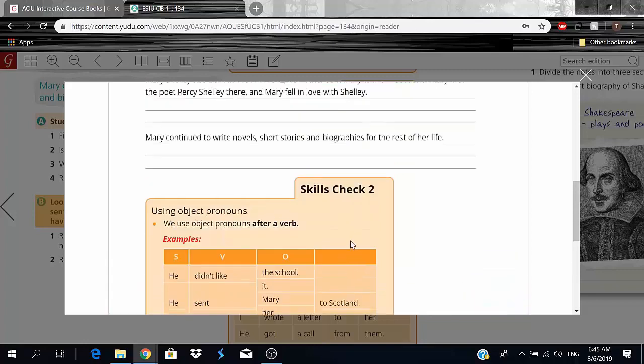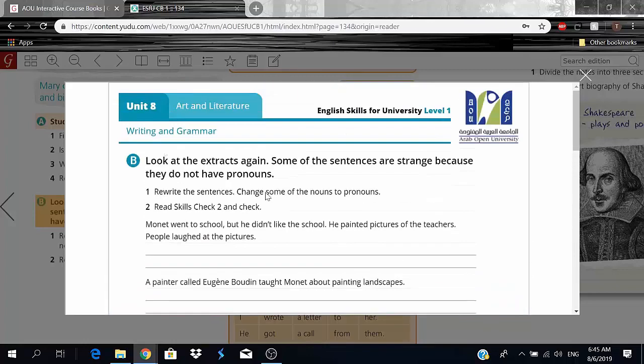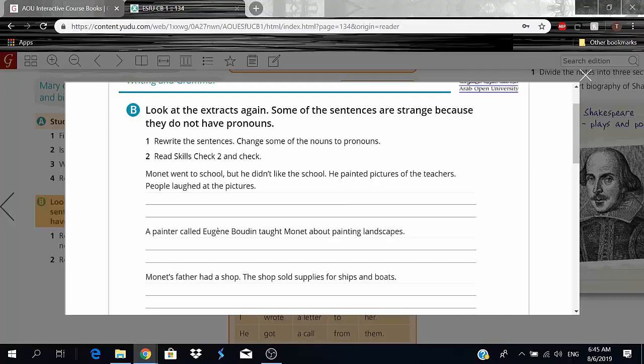Okay? Now let's go upwards to the extracts again. Now let's add some pronouns. So let's read that one more time. Monet went to school, but he didn't like the school. He painted pictures of the teachers. People laughed at the pictures.